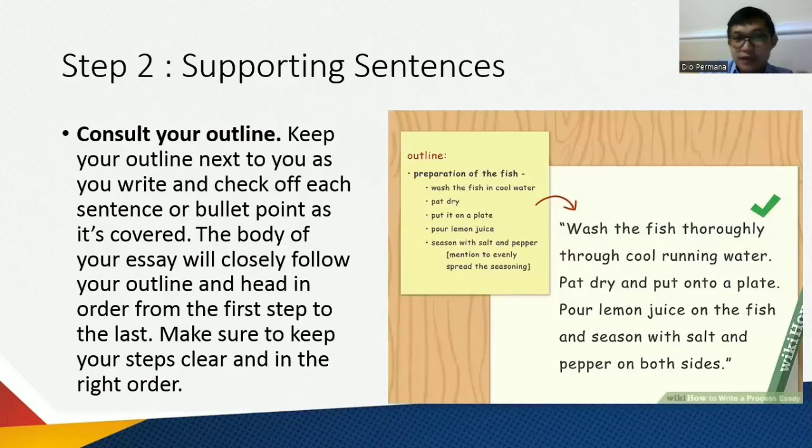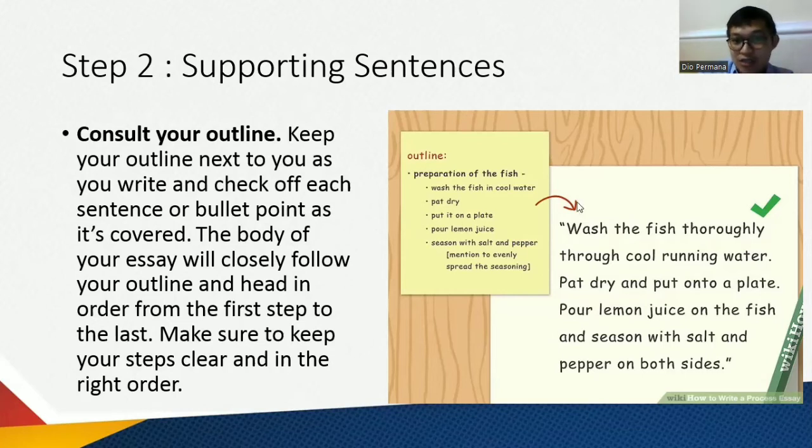We have supporting sentences. After you make a good introductory sentence, we come to making supporting sentences. In procedure and process paragraphs, they consist of details related to your procedure or your how-to paragraph. So you need to consult your outline, the list that you made in the pre-writing activity, and then follow up by making it into a series of sentences. Keep your outline next to you as you write and check off each sentence or bullet point as it's covered.